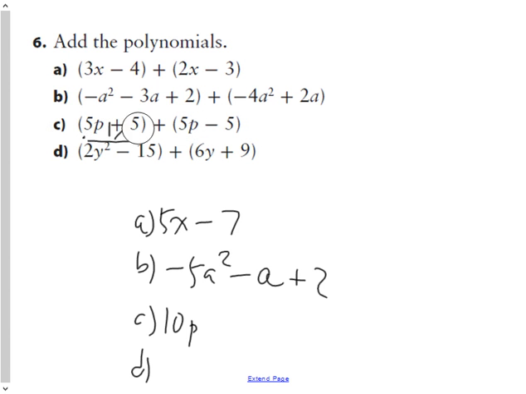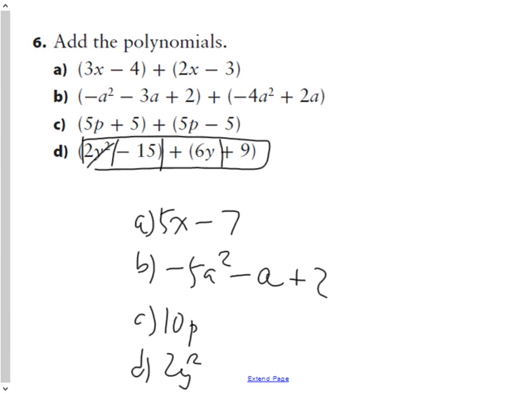And for D, I have 1, 2, 3, 4 terms. Box them up: a 2y squared, a negative 15, a 6y, and a positive 9. Oh sorry, I did that wrong. Your 2y squared is the only term that has y squared. Remember, like terms have to have the same variable and the same exponent. So 2y squared is going to remain as itself. Plus 6y is going to remain by itself because there are no other y terms. And a negative 15 and a positive 9 is going to make a negative 6. Those are your answers for question 6.